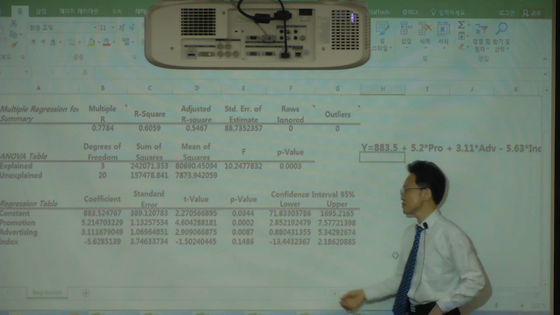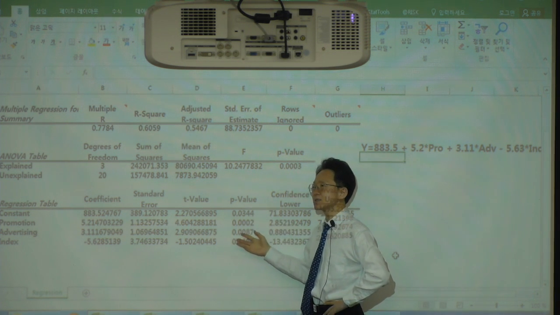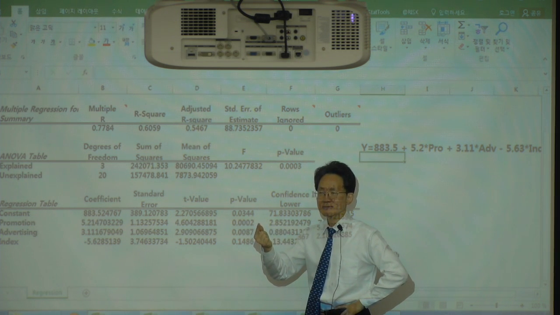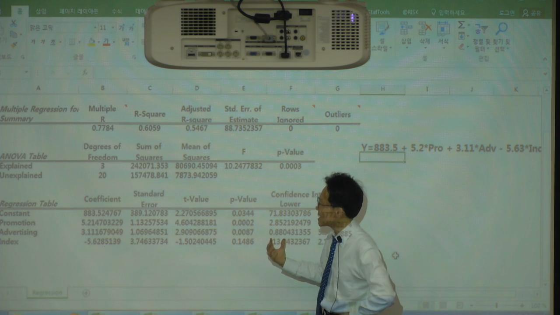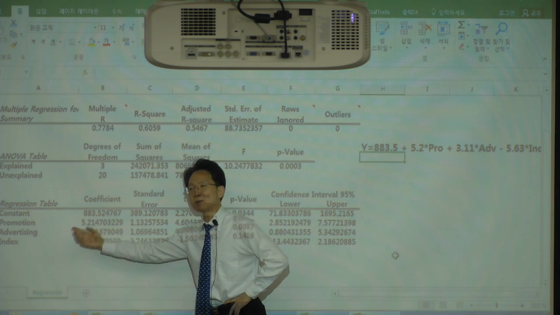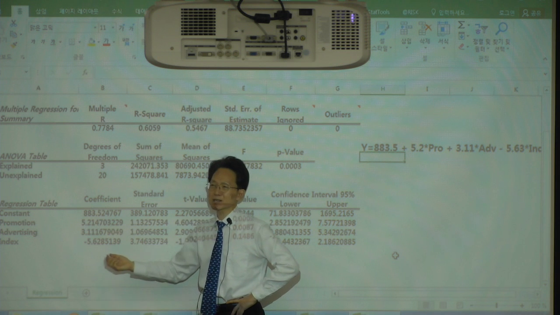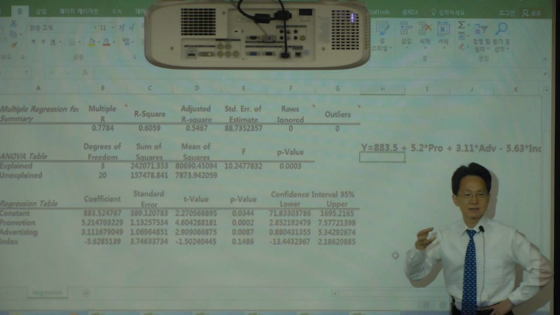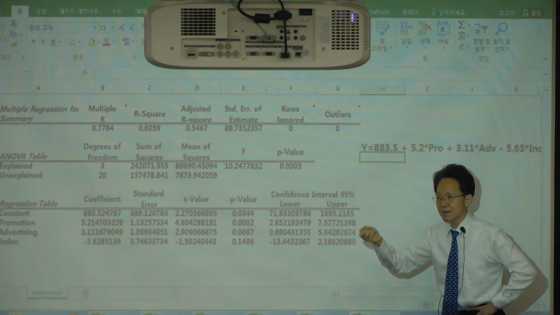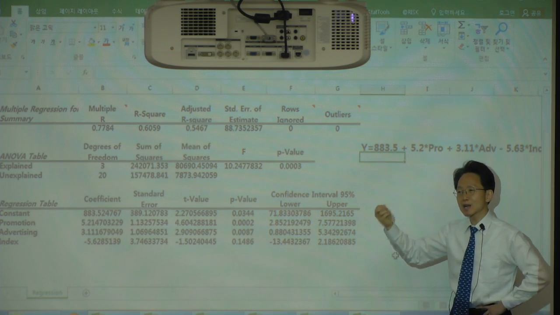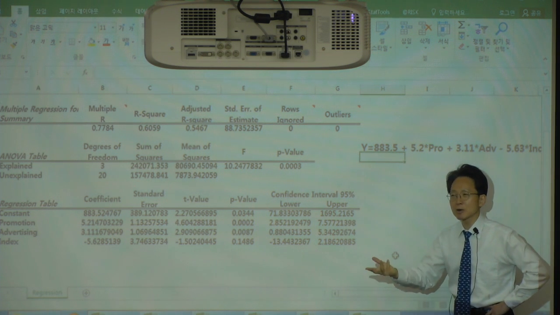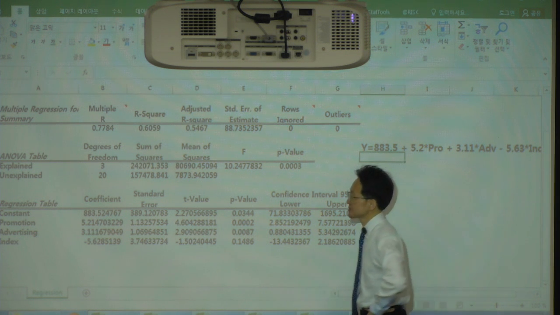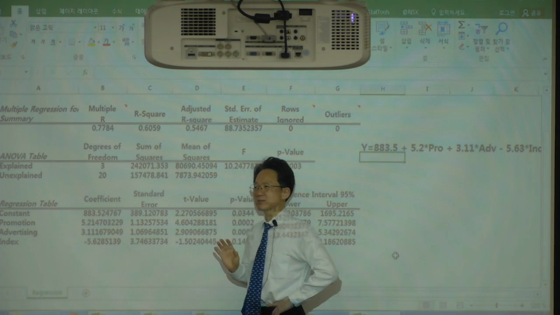Or sometimes you might say that, okay, this is not strong enough, but somehow I suspect I cannot say the relationship between economic condition and the sales of this product is negative. I cannot say that, but somehow I can suspect there might be some negative relationship, but I'm not sure. I cannot state that, but somehow I can suspect. That's what I can say, okay?